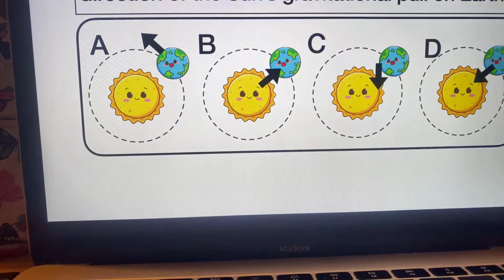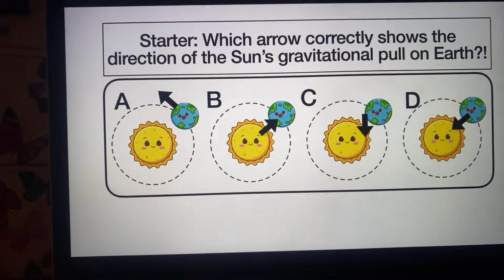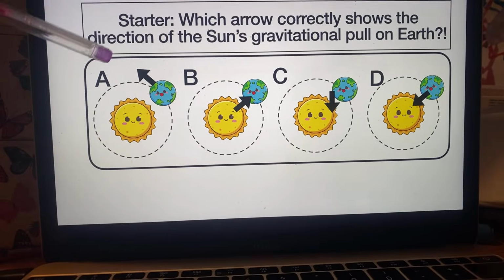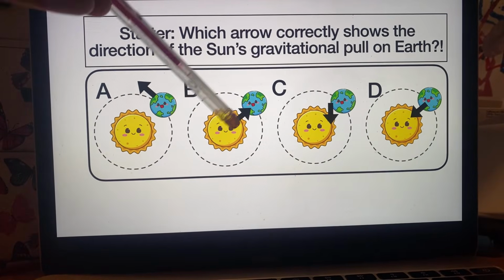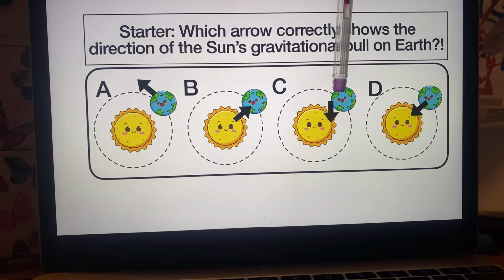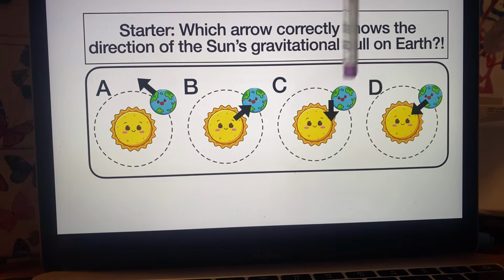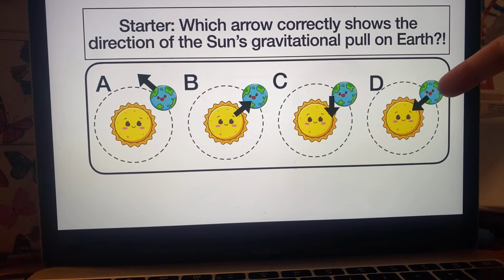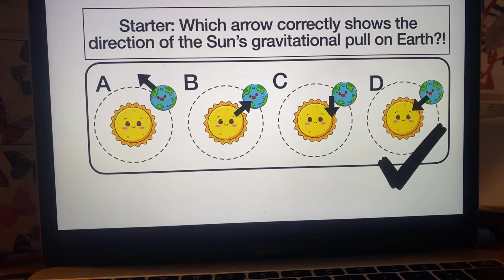Is it A, the one where the arrow is going in the direction that Earth is travelling? Is it B, where the arrow is going from Sun to Earth? Is it C, where the arrow is going directly downwards, sort of from the Earth, but just skimming past the Sun? Or is it D, where the arrow is going from Earth to the Sun? The answer is it's D.